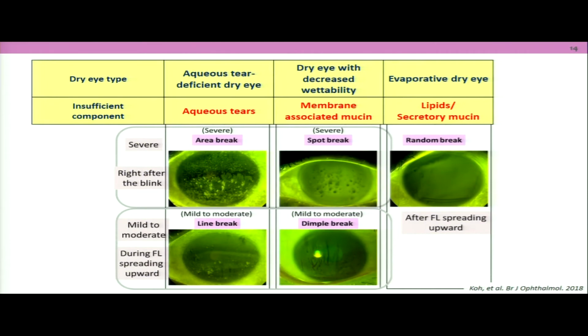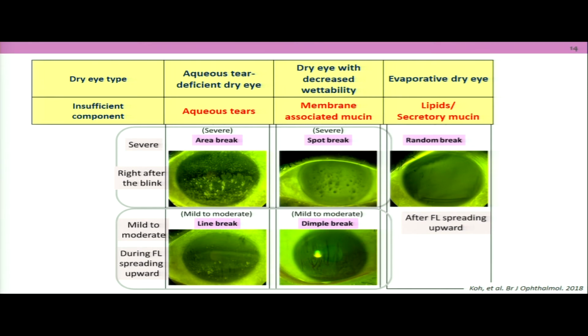So this is a summary of these tear film breakup patterns. If you observe the tear film breakup pattern, just using the fluorescein technique, fluorescein paper, you can classify dry eye into 3 types: aqueous tear deficient dry eye, dry eye with decreased wettability, and evaporative dry eye. In aqueous tear deficient dry eye, the insufficient component is aqueous tears. In dry eye with decreased wettability, the insufficient component of the ocular surface is membrane-associated mucin. And in evaporative dry eye, the insufficient component of the ocular surface is thought to be lipid or secretory mucin.